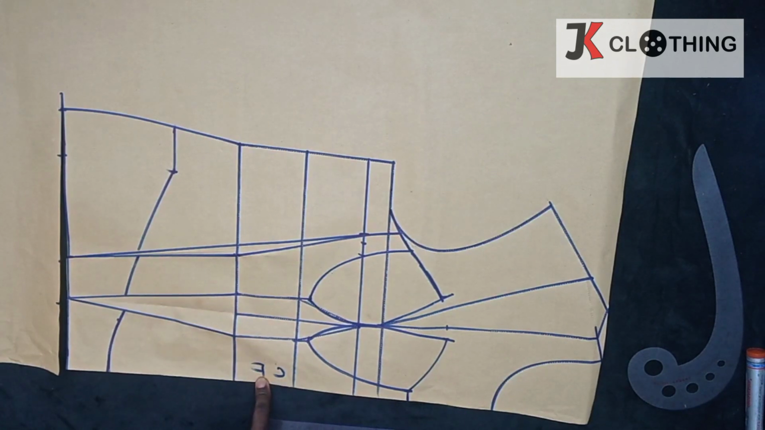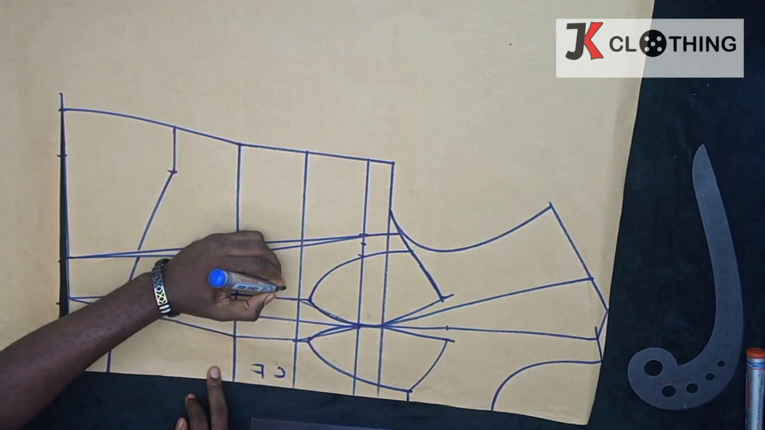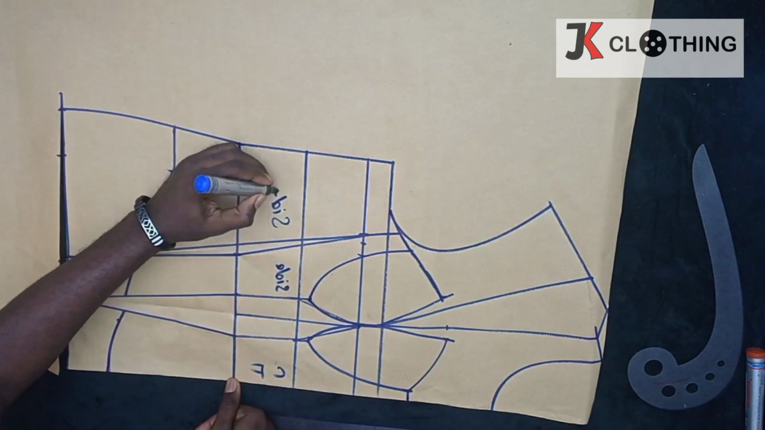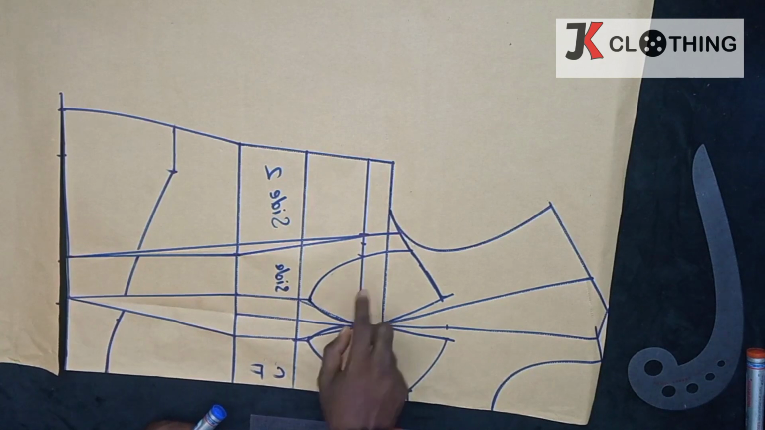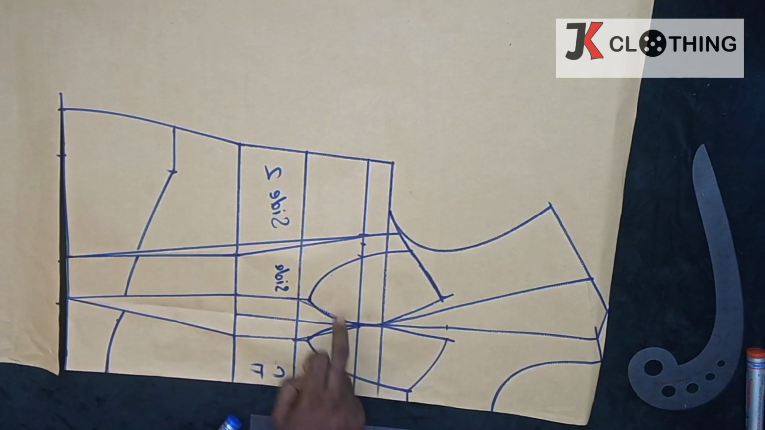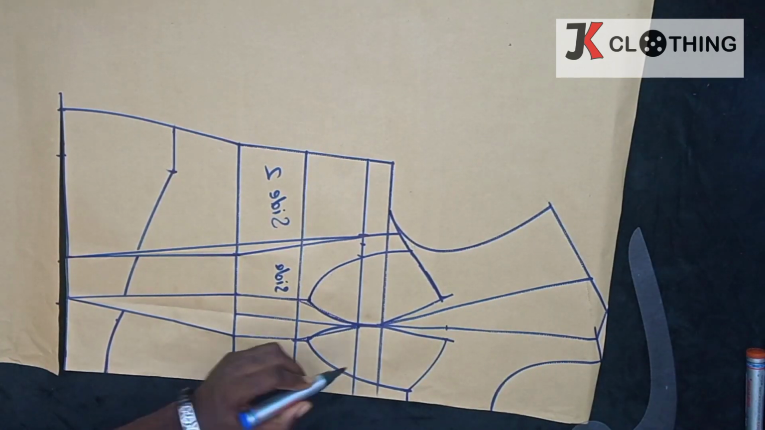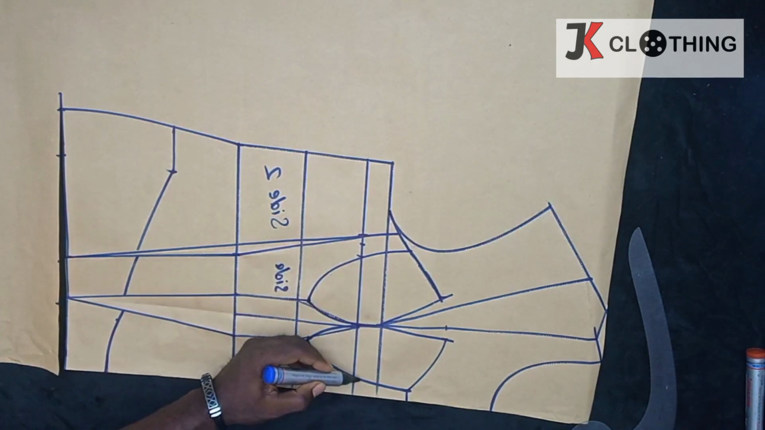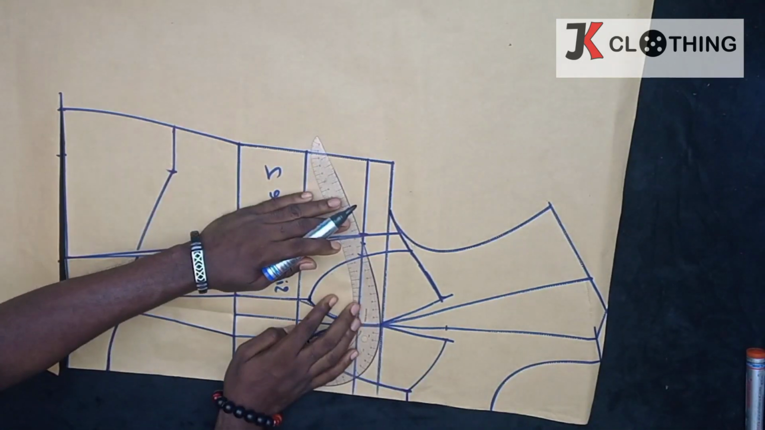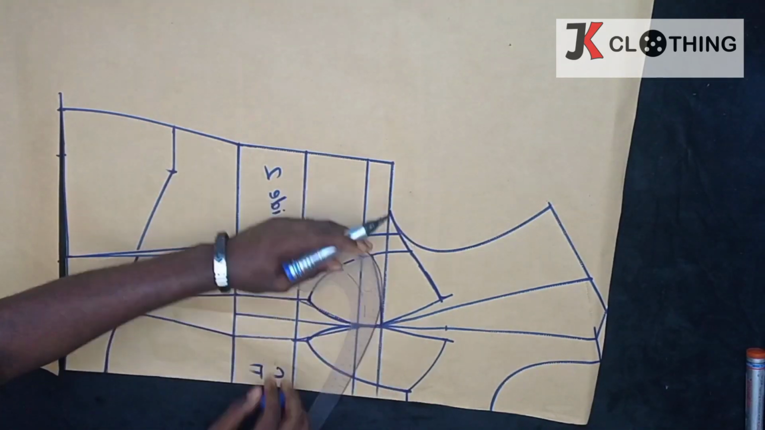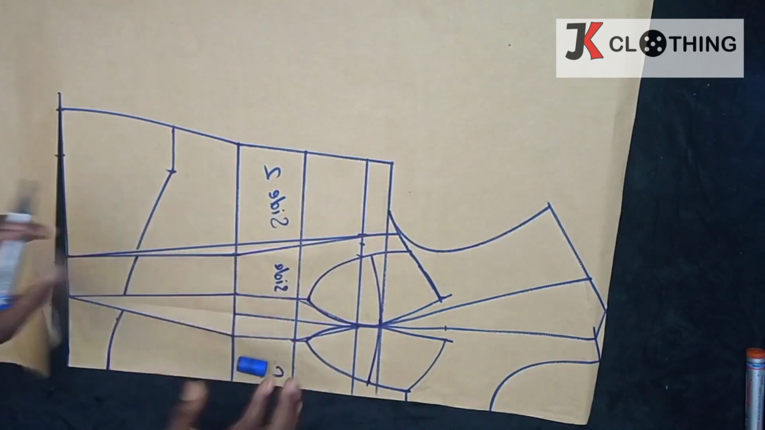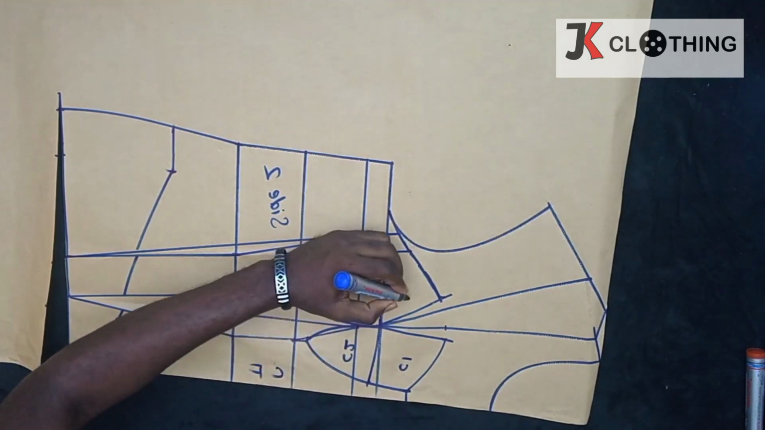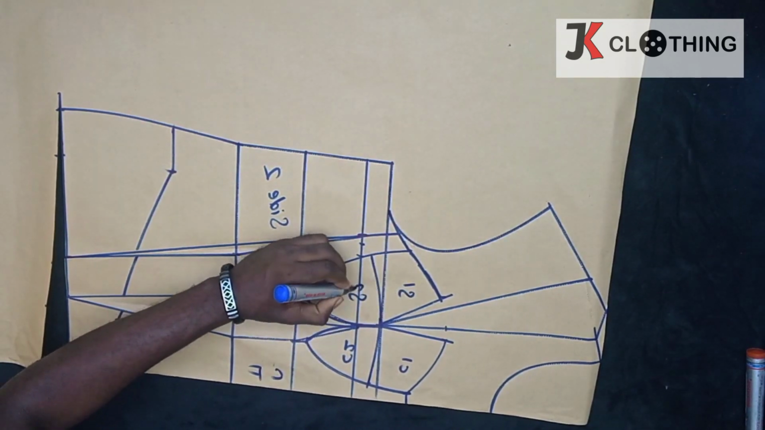I'll call this CF, I'll call this side 1, and this side 2. I want to get 3 pieces for each of the caps, 1 for the top and 2 beneath. I'll draw a line from the shoulder dart point here to this side of the cap and to this side of the other cap. I'll call this C1 and this C2 and this S1 and S2.